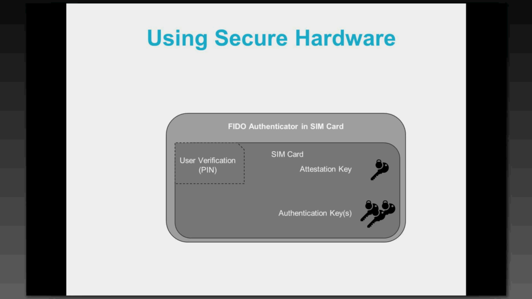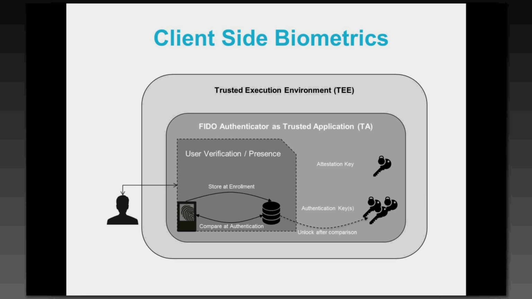So the second implementation option would be using client-side biometrics and having the authenticator run in a trusted execution environment. So in this case, the user verification is also done inside the authenticator, but the biometric reference data, like the fingerprint template, stays local in the authenticator. So there's no need for the FIDO server to know your biometric data, your fingerprint. There's no need for the FIDO server to know your face, right?